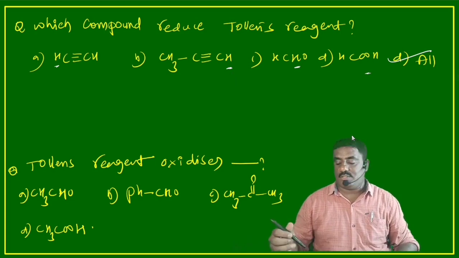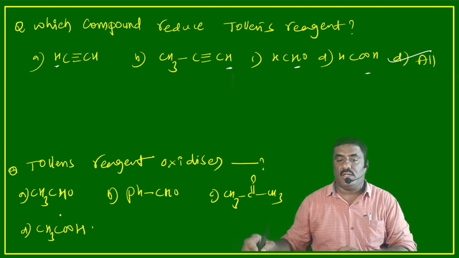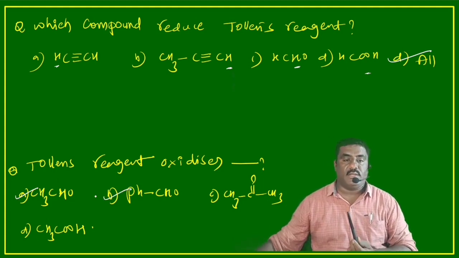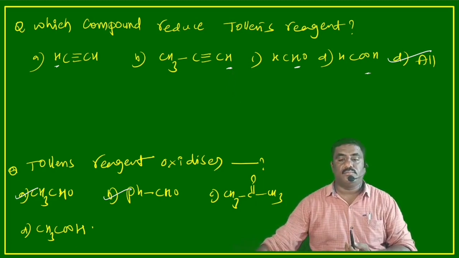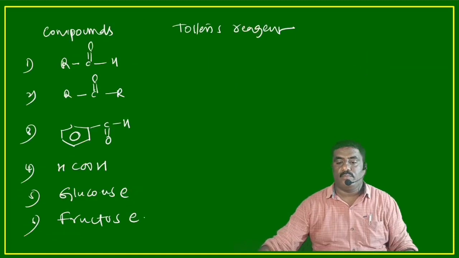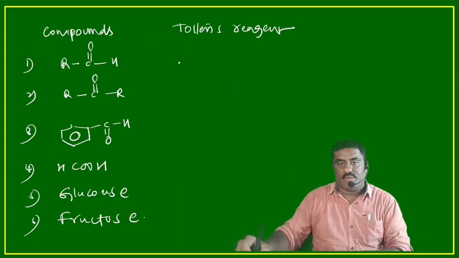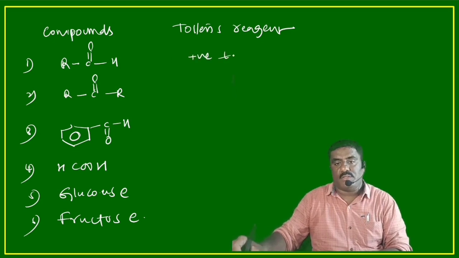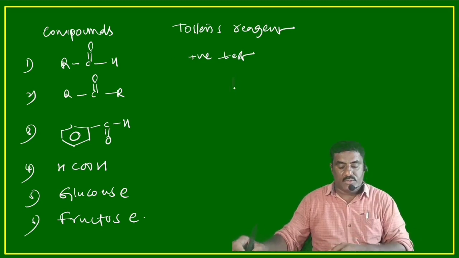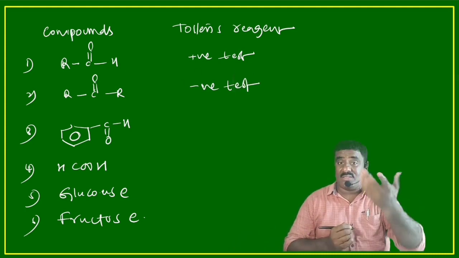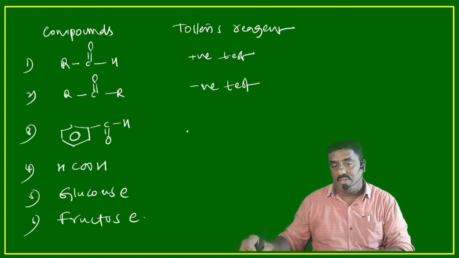The Tollens reagent oxidizes acetaldehyde and benzaldehyde, among acetaldehyde, benzaldehyde, acetone and acetic acid. For example, an aldehyde gives a positive test for the Tollens reagent. Ketones do not give it, so it is a negative test. Benzaldehyde, an aromatic aldehyde, gives a positive test.